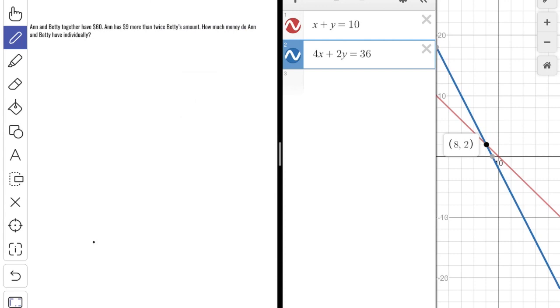All right, so this next example says Ann and Betty together have $60. Ann has 9 more than twice Betty's amount. How much money do Ann and Betty have individually? So in looking at this example, we're obviously talking about how much money Ann and Betty have. So I'm going to define my variables. I'm going to say X is the amount of money that Ann has, and I'm going to say Y is the amount of money that Betty has.